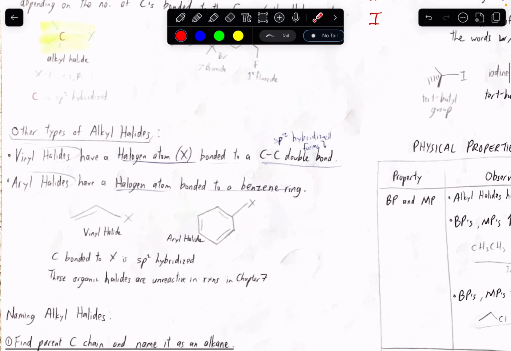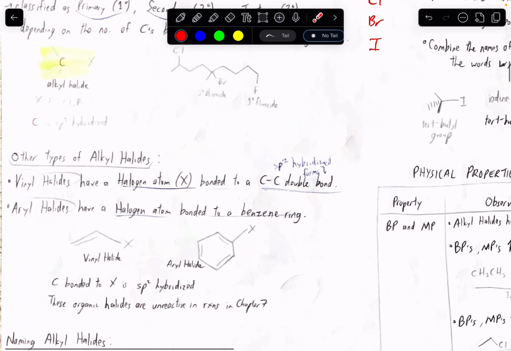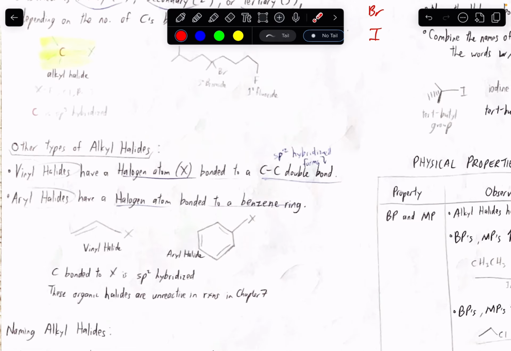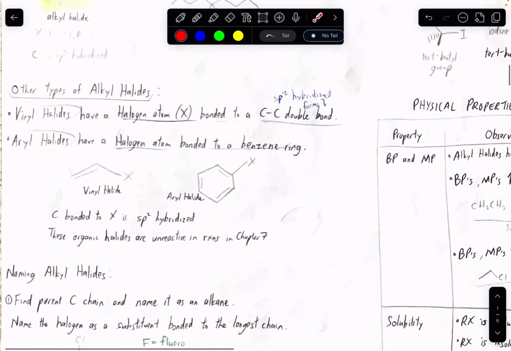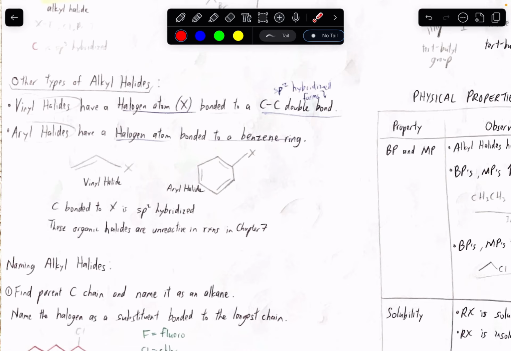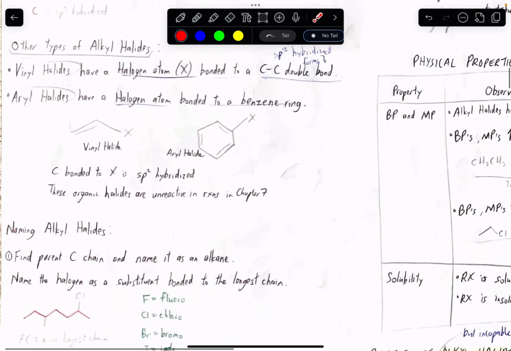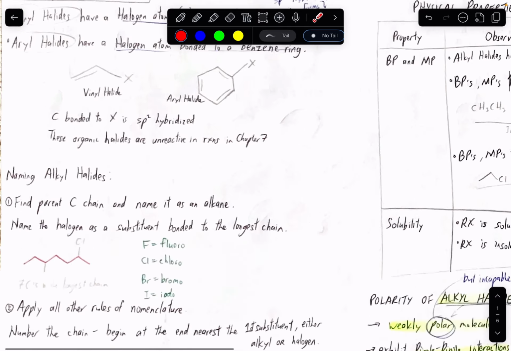So what are other types of alkyl halides? We have vinyl halides as well as aryl halides. For aryl halides, you see a ring, a benzene ring to be specific. And vinyl halides are when the halogen atom is bonded to a carbon-carbon double bond. When we say double bond, this is not sp3 hybridized, rather it's sp2. So yeah, they are unreactive.